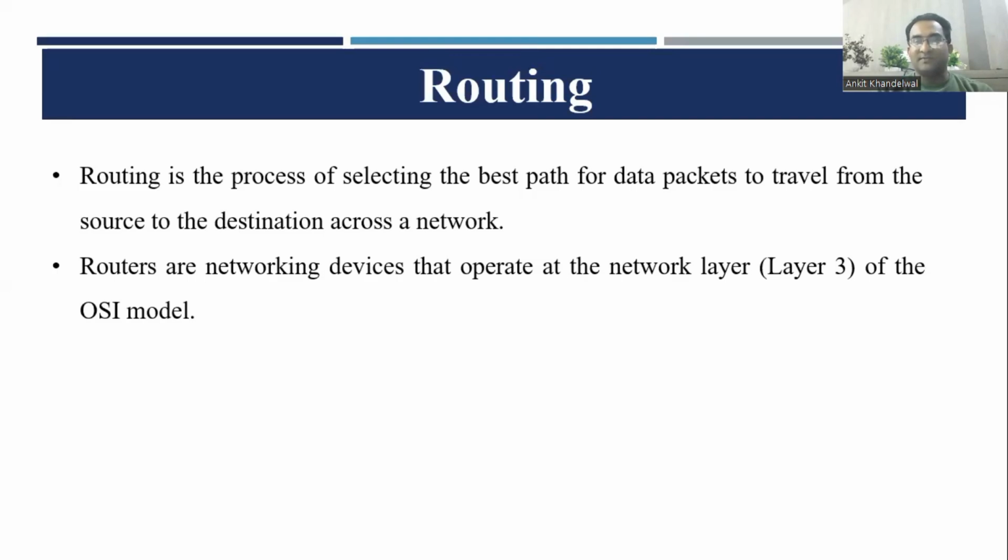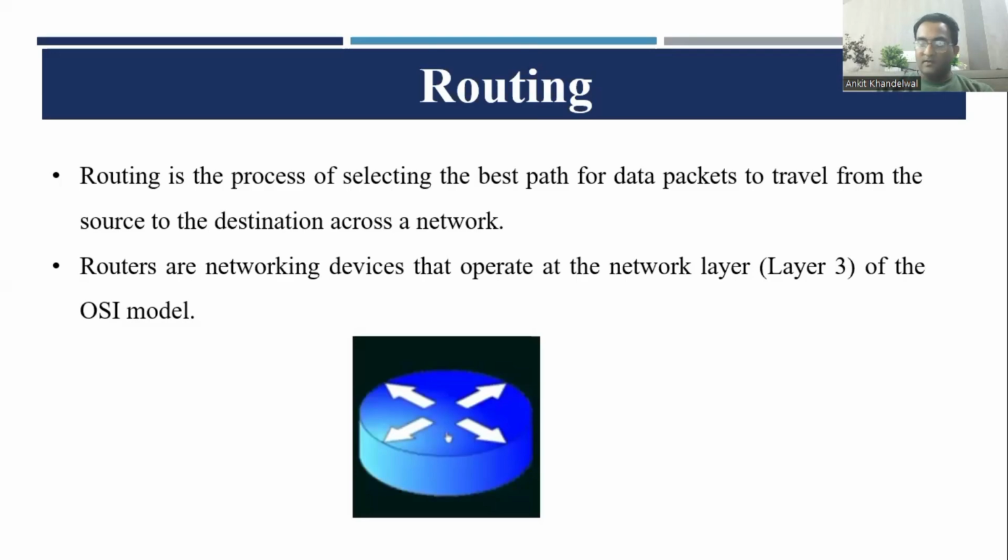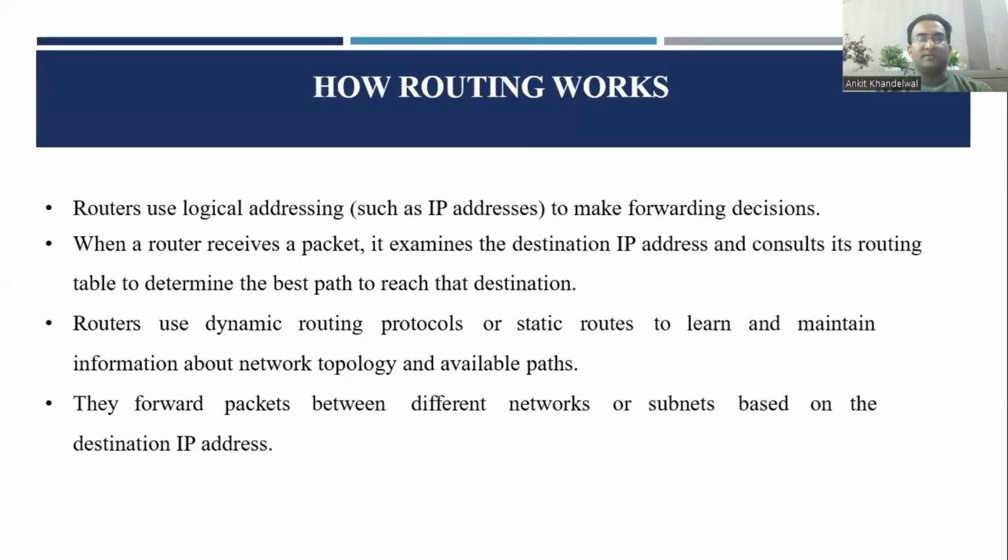Routers are networking devices that operate at the network layer, that is layer number 3 of the Open Systems Interconnection model. As we know that the network layer deals with the IP address, so routers require the IP address for moving the packets from one network to another network. Now, this is how the router looks. A router has ports, and these ports are used to connect the different nodes to the router. Now let us see how the router works.